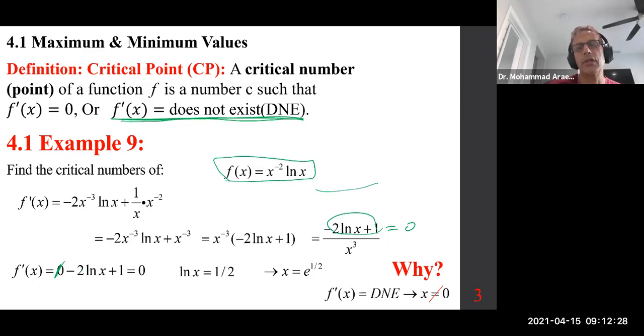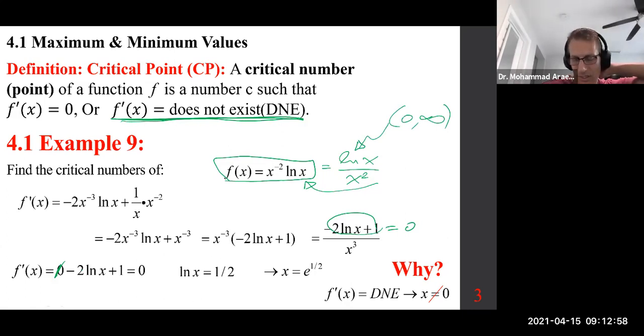The restriction is ln x. So you can rewrite this as ln x over x squared. And I hope you remember, in order to find the domain, you look at the restriction for each one. This is a combination, if you will, of a rational function and a logarithmic function, and the domain for natural log is 0 to infinity. So 0 is not included in the domain. 0 is out because it's not in the domain.